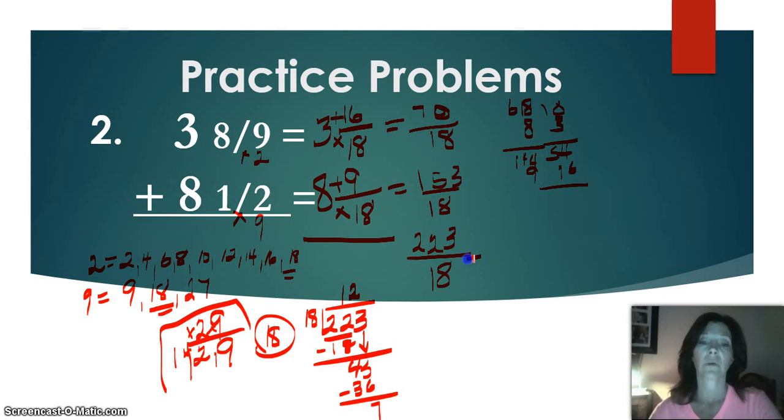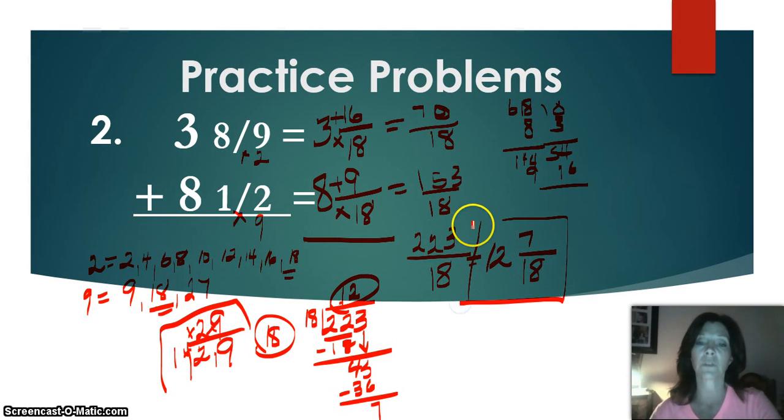So this is your whole number because 18 goes into 223 12 whole times. 12 is your whole number. Then you have 7 left over. 7 is your numerator. Your remainder becomes your numerator. Your denominator stays the same. Always reduce just like this. Put a square around your number. It's easier to find that way. And then you are done.